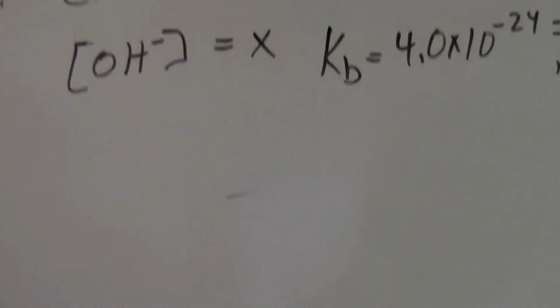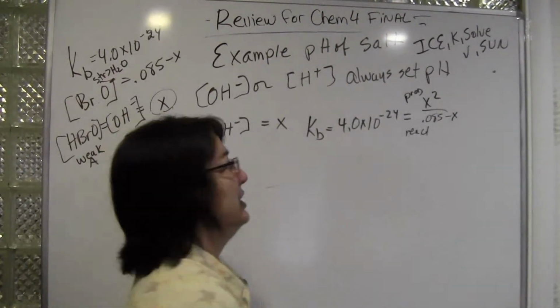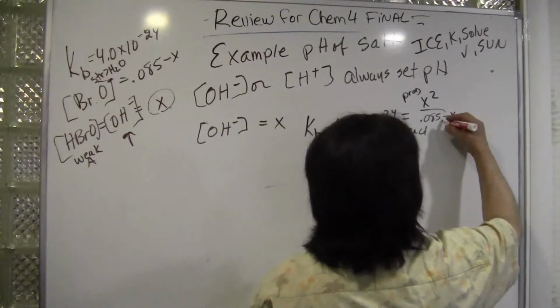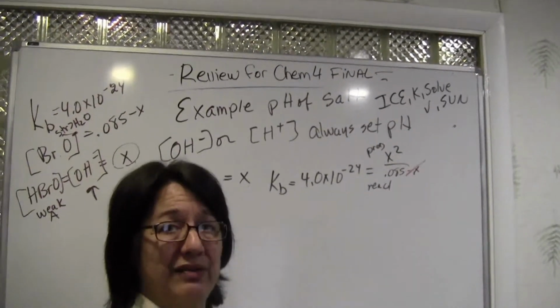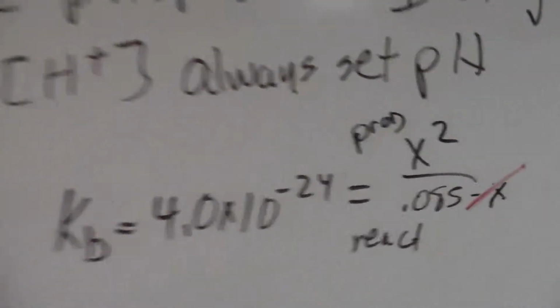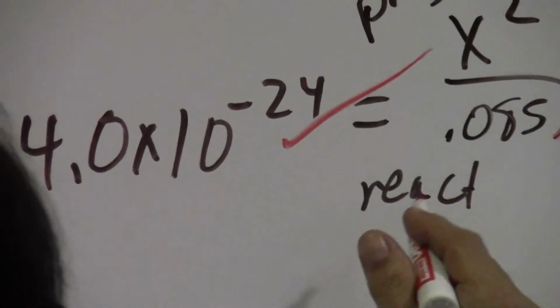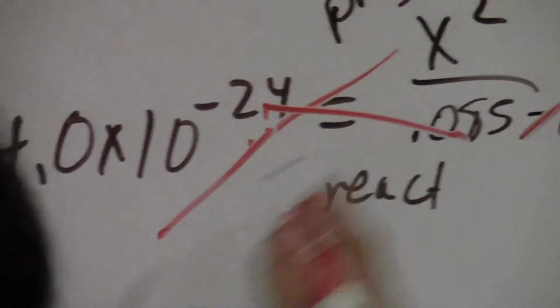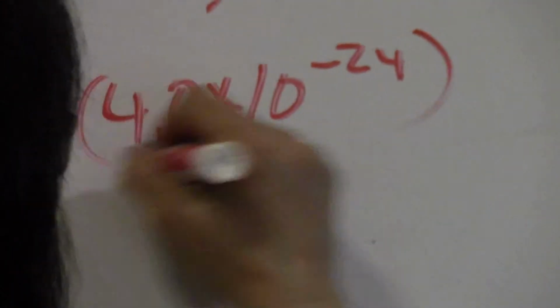Again, you shouldn't have to use the quadratic formula in a final exam setting. So we're just going to eliminate the X subtracted from the original molarity because compared to the original molarity, it's very, very small. We're going to cross multiply.